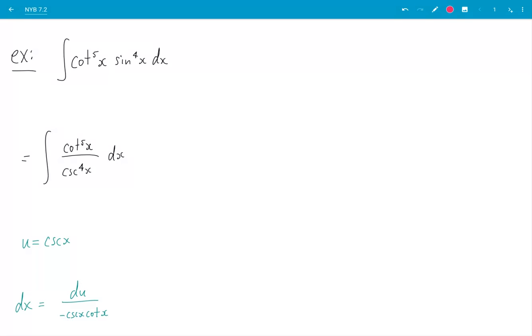Well, what do I know? I know that du dx is minus cosecant x cotangent x. So this cotangent is going to kill one of these guys, giving me an even power of cotangent, which is music to my ears. So that's my motivation for this choice here. Always a motivation. So I work things out.